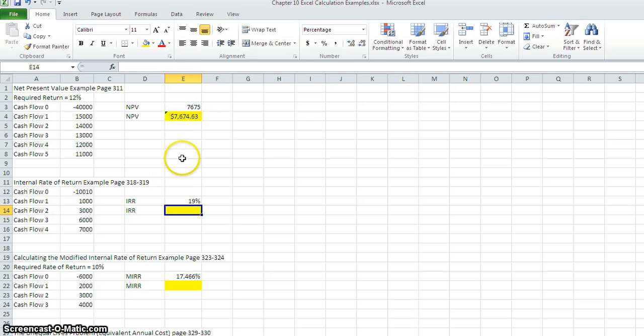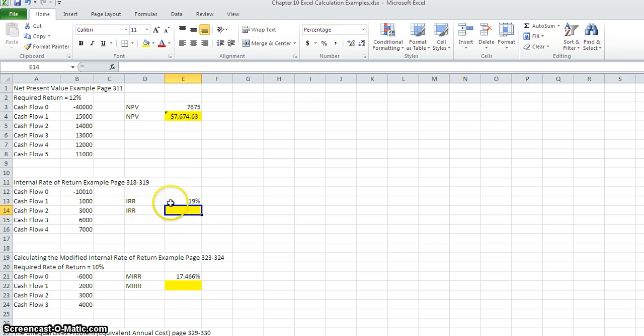All right, with internal rate of return. Internal rate of return by definition is the rate that sets the net present value exactly equal to 0. So it's as if we were to discount all these cash flows at some rate. If I discount them back, it would exactly equal $10,010. So that's what I mean by setting the net present value equal to 0.